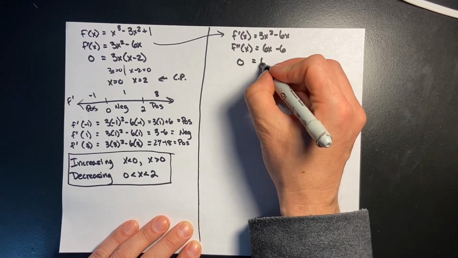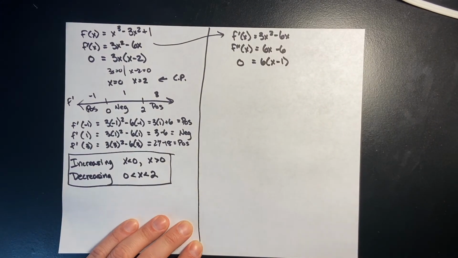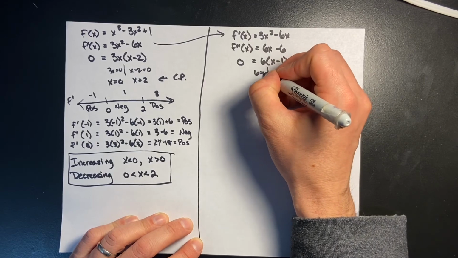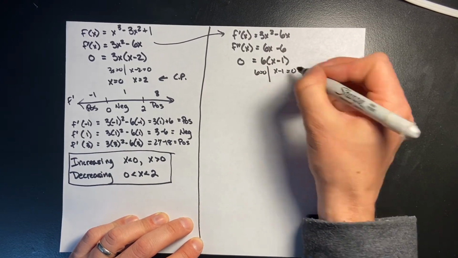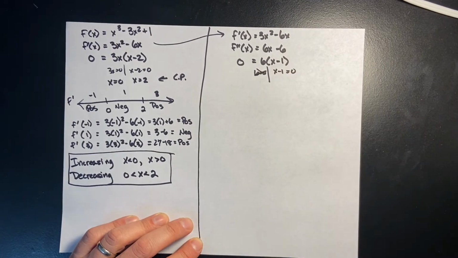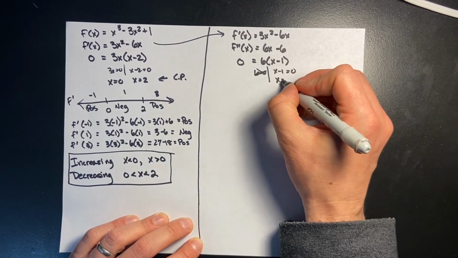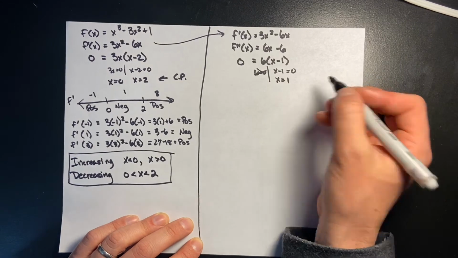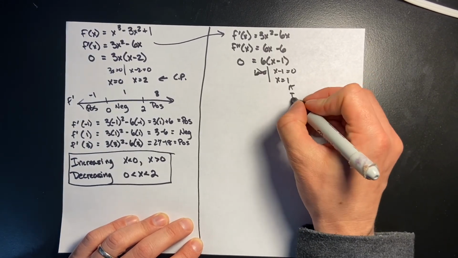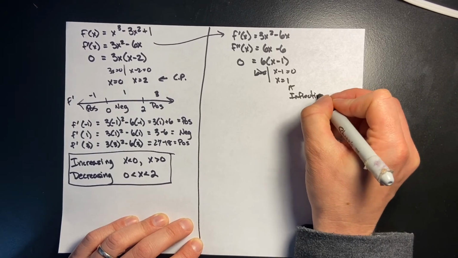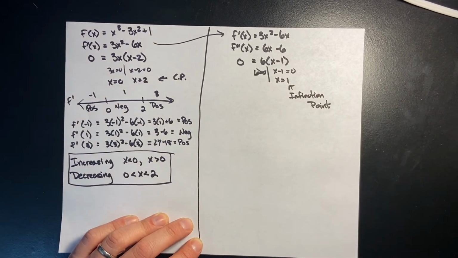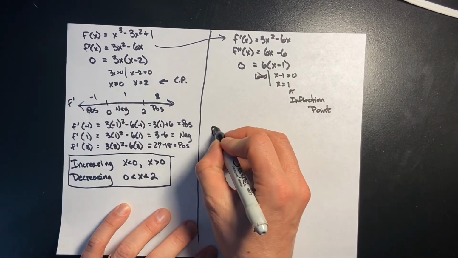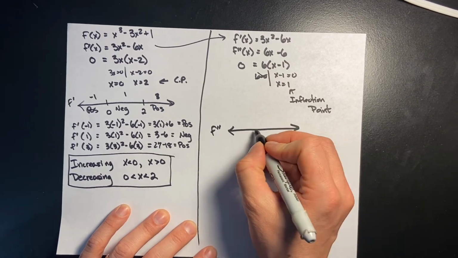I factor out what I can factor out, which is just a 6. I set each factor equal to 0. This is impossible, so it won't work. Add 1. And I only have one guy. And this guy, in this case, is called my inflection point. Now I'm going to do the same exact thing that I did here, but with an f double prime line graph. I have 1.